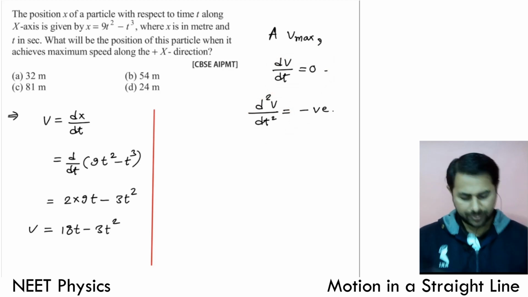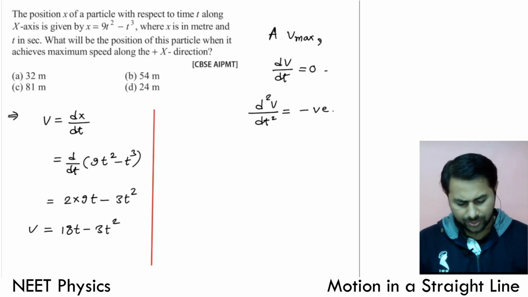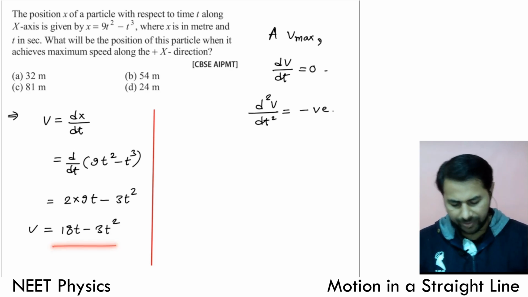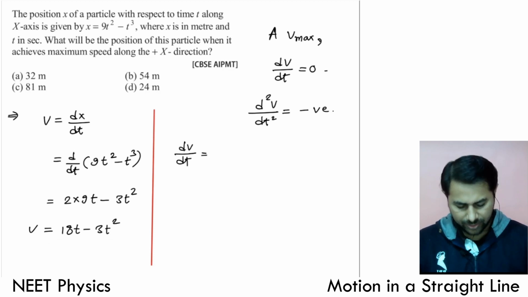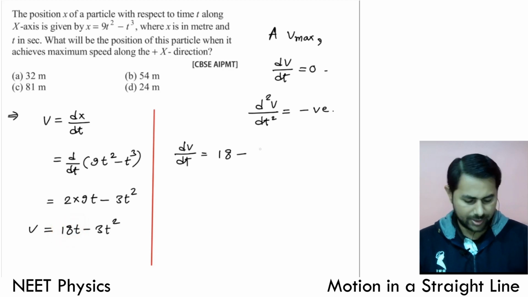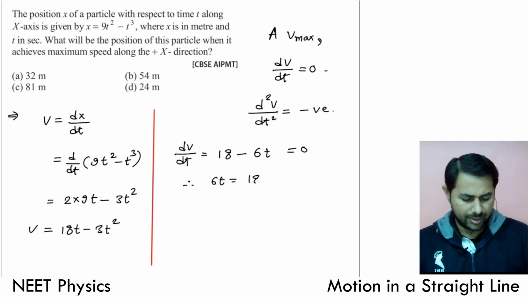Okay, all right. So let's check dv by dt. So dv by dt is equal to, take derivative of this thing, so it's 18 minus 6t, right? And that should be equal to 0. That means 6t is equal to 18, or t is equal to 18 by 6, which means 3 seconds.